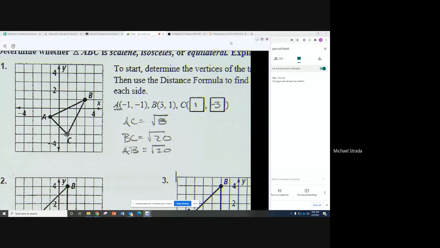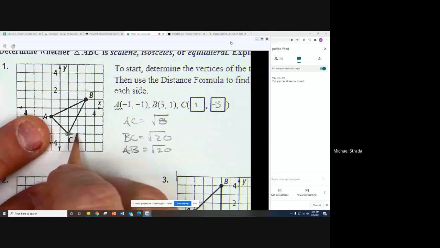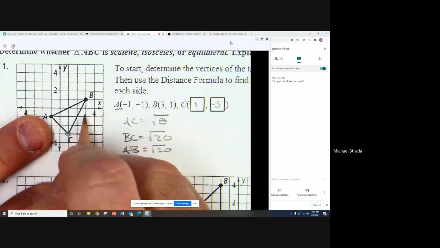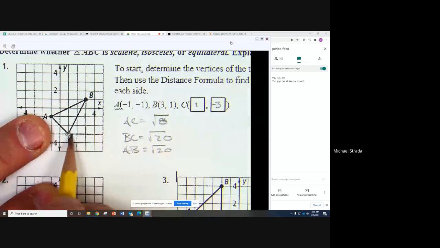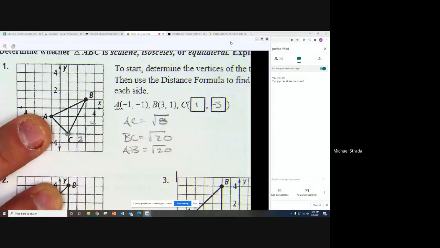Anybody have a question at this point about where those numbers came from? It's not 120, it's the square root. They're both the square root of 20. Basically, you're either going to use distance formula or Pythagorean theorem. So you're going to figure out how far you're going across and how far up. That's 2, and that's 4.